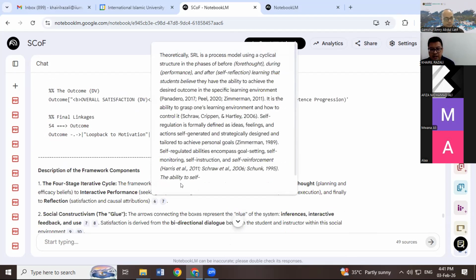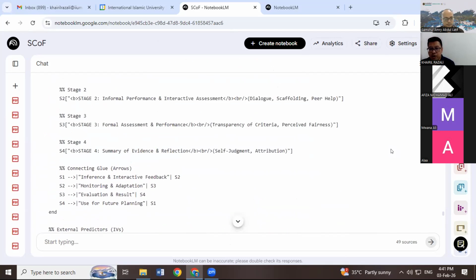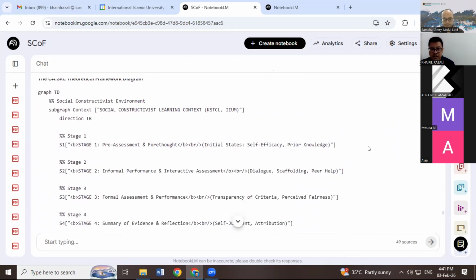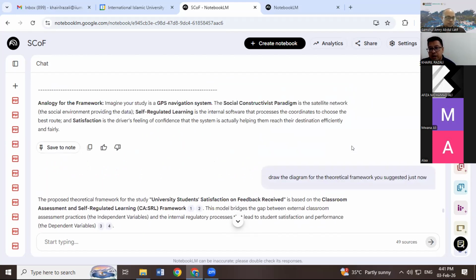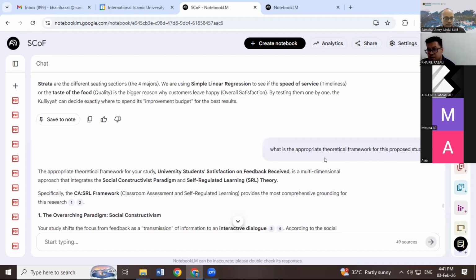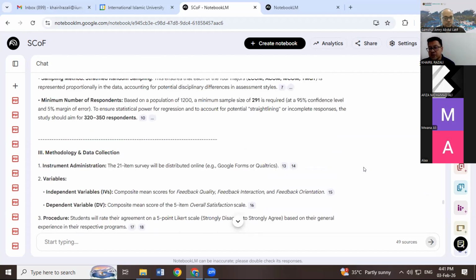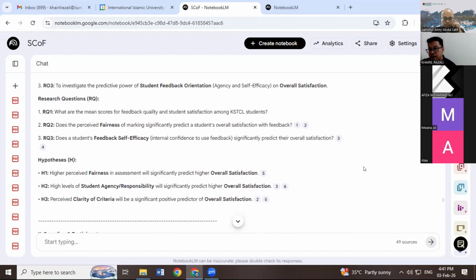For example, here we talk about the framework components. I actually asked it to draw the framework, but of course I have to copy and paste this into a different application to come up with the framework. But these are definitely things that you can do. This is the drawing, and previously I asked about the appropriate theoretical framework. These are all based on the 49 papers that I have uploaded.